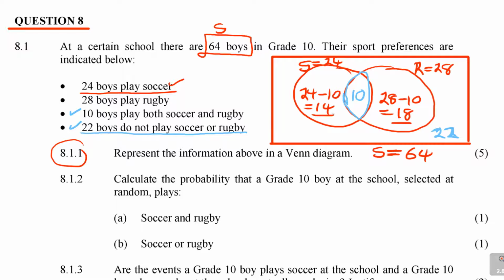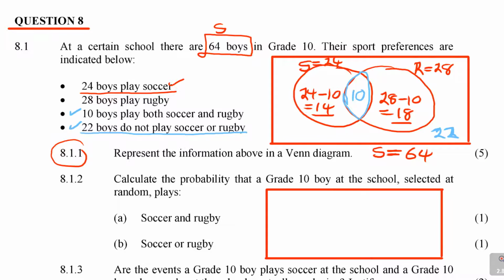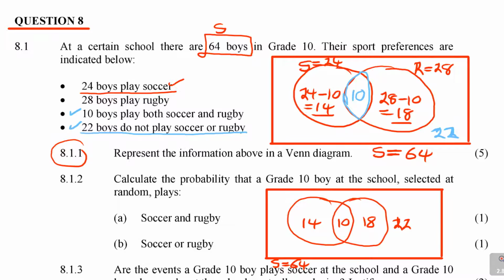So here you can actually draw this Venn diagram like this. If they say represent this information on a Venn diagram, you are going to say S is equal to 64, and then you come up with the two circles which will have the center as 10, the side as 14, the other side as 18, and outside we say it is 22. This is the Venn diagram that you can come up with.